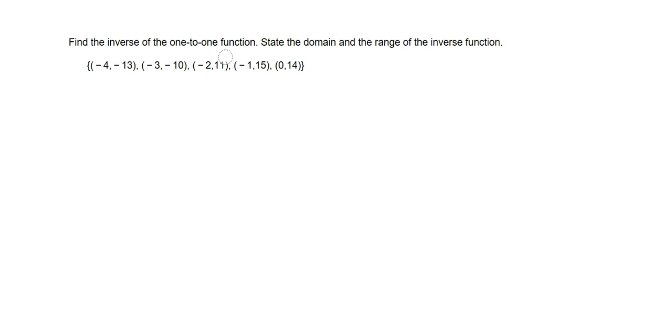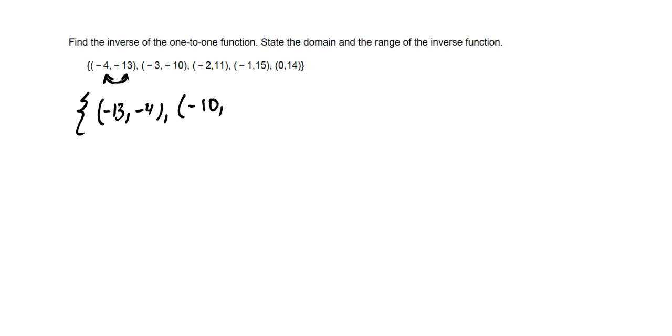Find the inverse of the one-to-one function. State the domain and range of the inverse function. So this is a one-to-one function, and that means that the inverse will be a function. To find the inverse, we need to switch the x and y coordinates. So the inverse function will have an ordered pair that's -13, -4. So that's switching the x and y coordinates for that ordered pair.